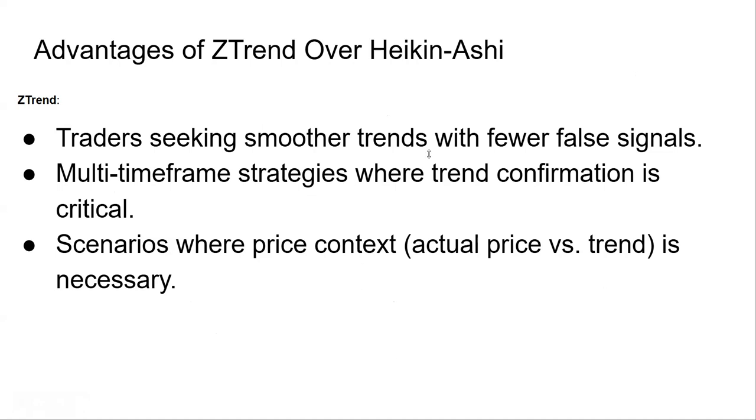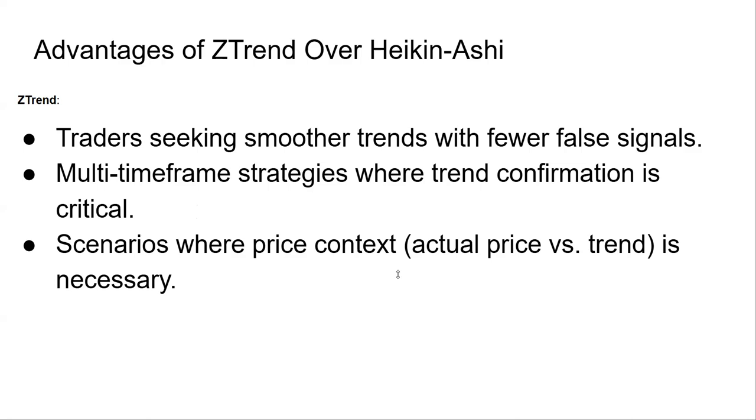Traders seeking smoother trends with fewer false signals can opt for this Z trend. And you can go for multi-time frame strategies where trend confirmation is critical. For example, you have selected a stock to enter into the market. It was continuously falling. You want to enter at some price where a critical support level is there. There you can make a wise decision with the help of Z trend.